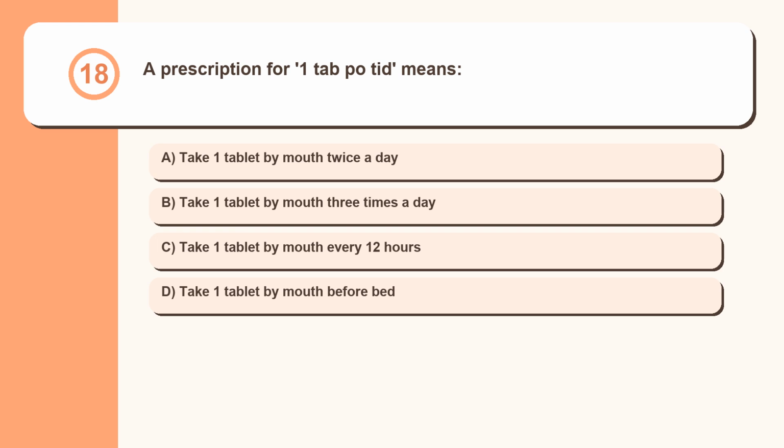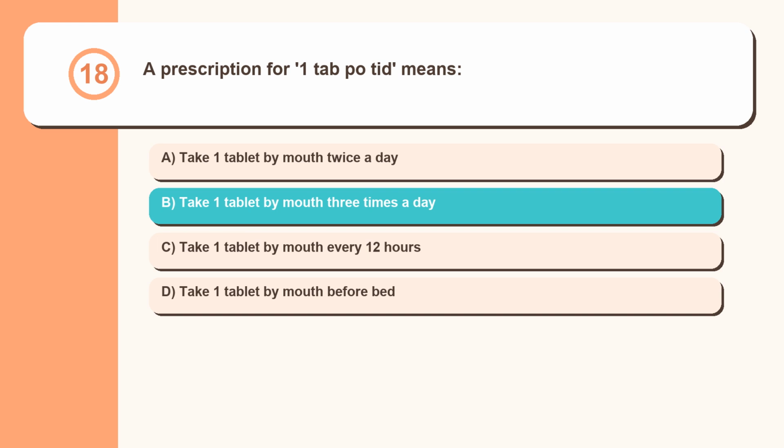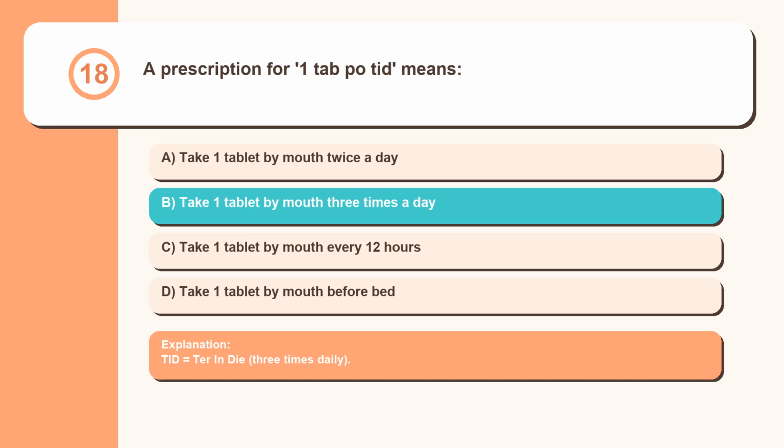Question 18. A prescription for 1 tab PO TID means take 1 tablet by mouth twice a day, take 1 tablet by mouth 3 times a day, take 1 tablet by mouth every 12 hours, take 1 tablet by mouth before bed. TID equals ter die, 3 times daily.